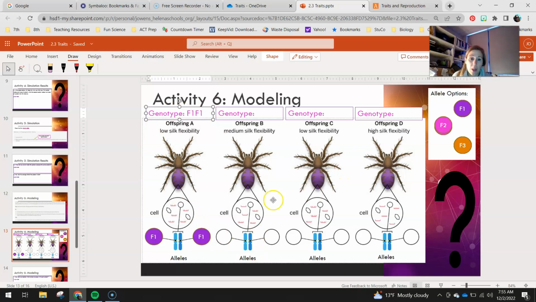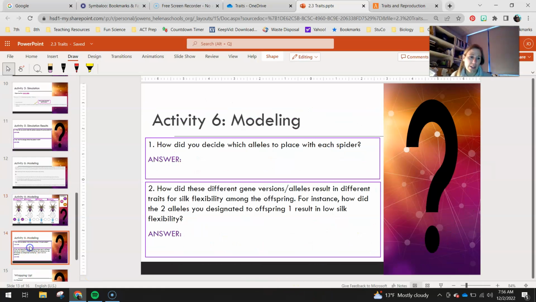So then you would need to look at offspring B. You can see it's got medium silk flexibility. It's got type 1 and type 2. This one just has type 1. This one has type 2 and type 3. So you are going to figure out what alleles they would have, 1 from each parent, and then type that individual offspring's genotype up here. Remember, the genotype has 2 parts to it: 1 for mom, 1 representing dad. So make sure you do all the genotypes.